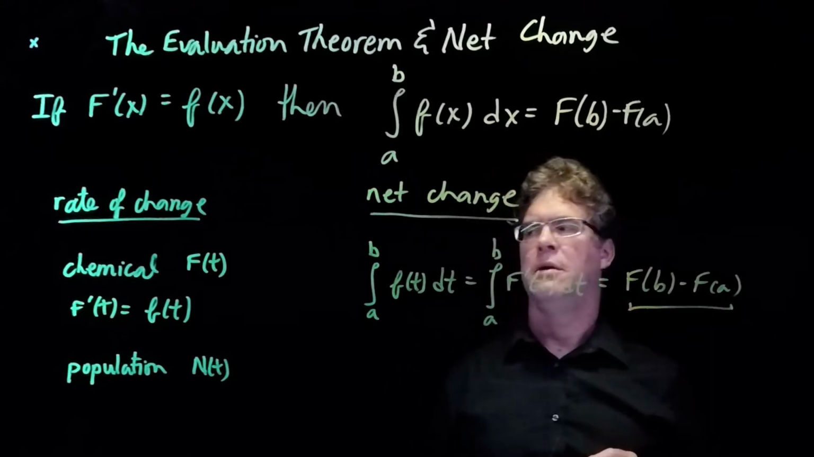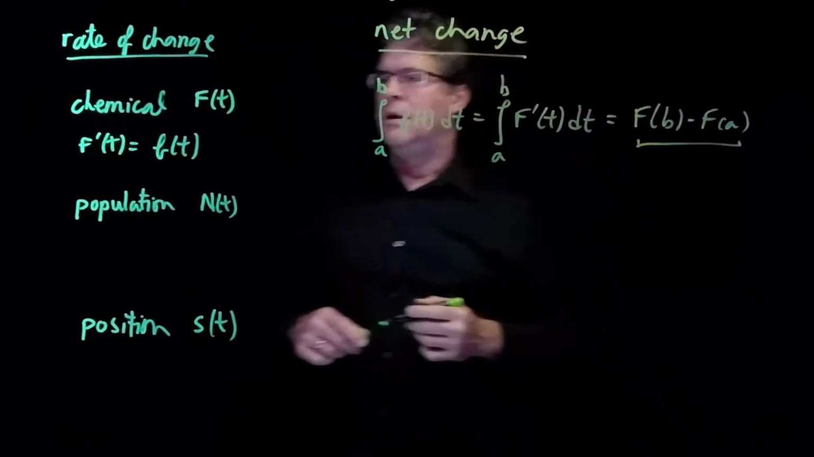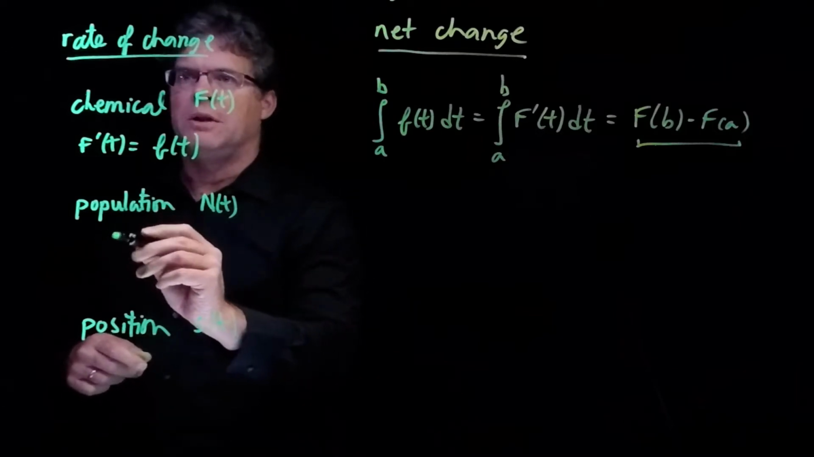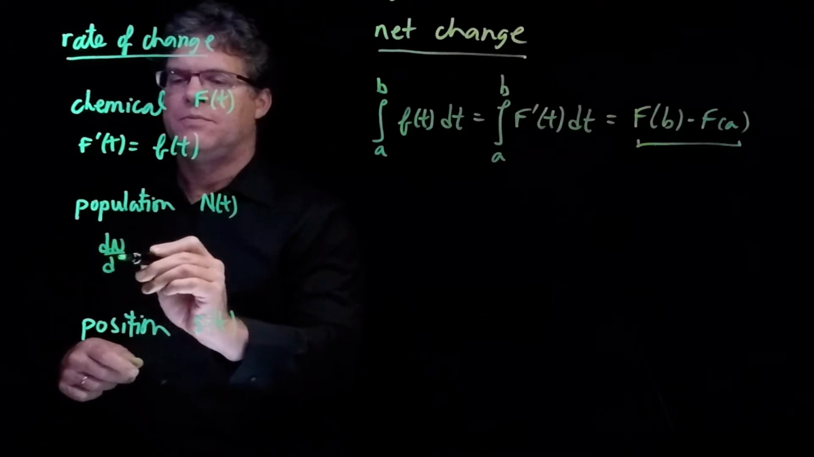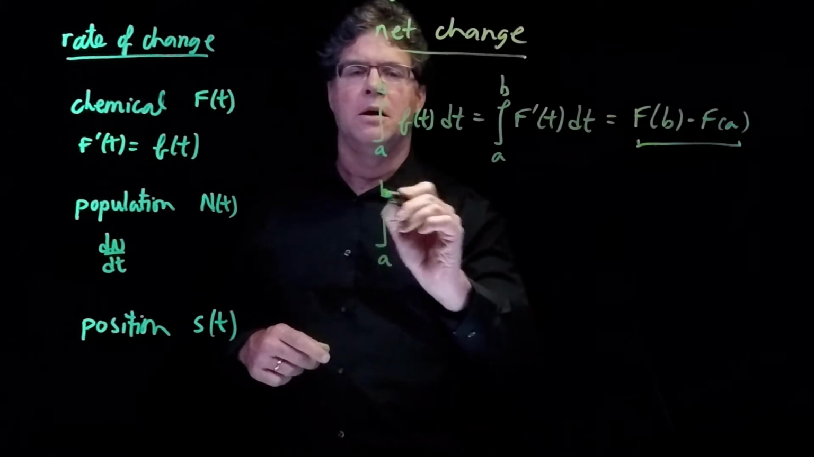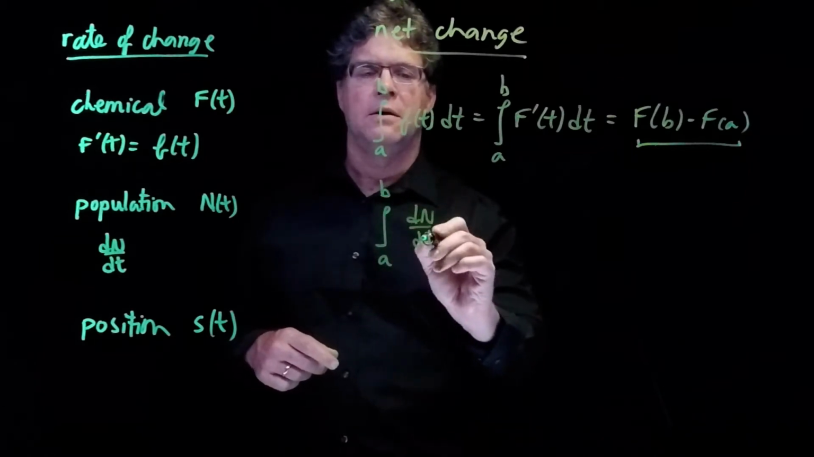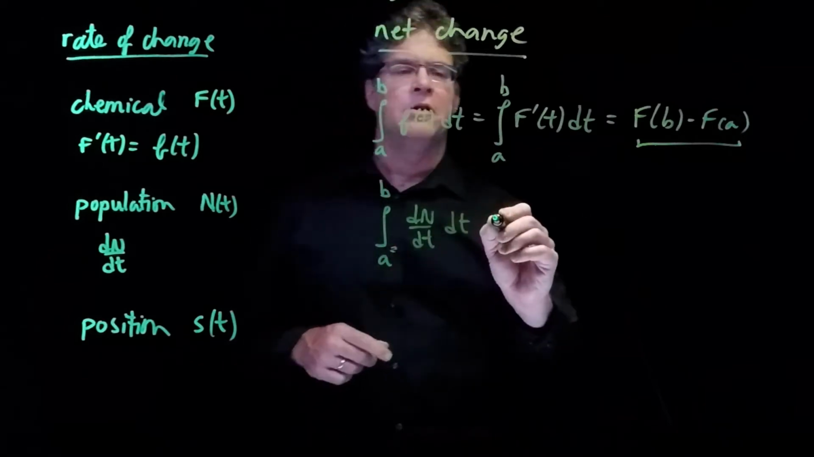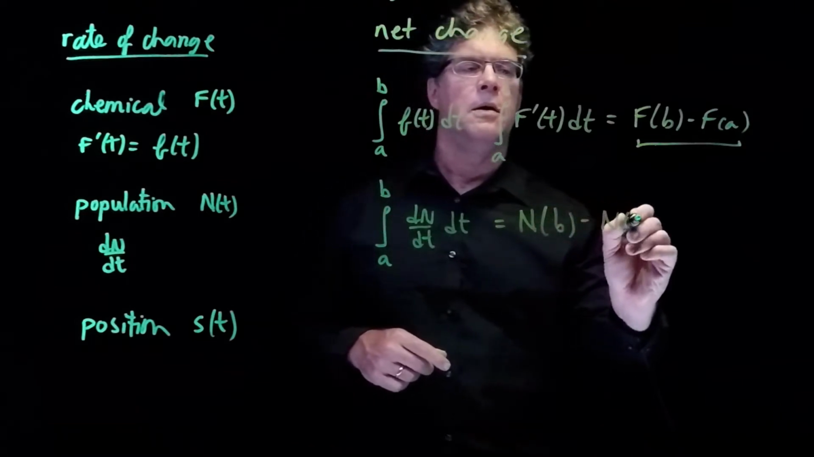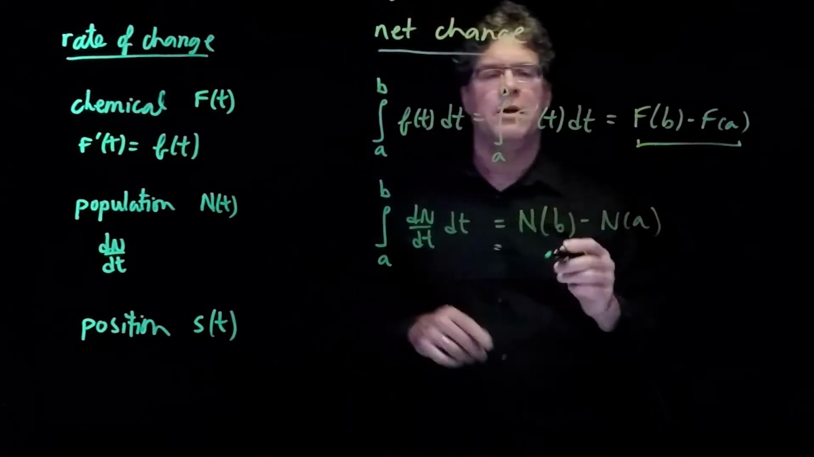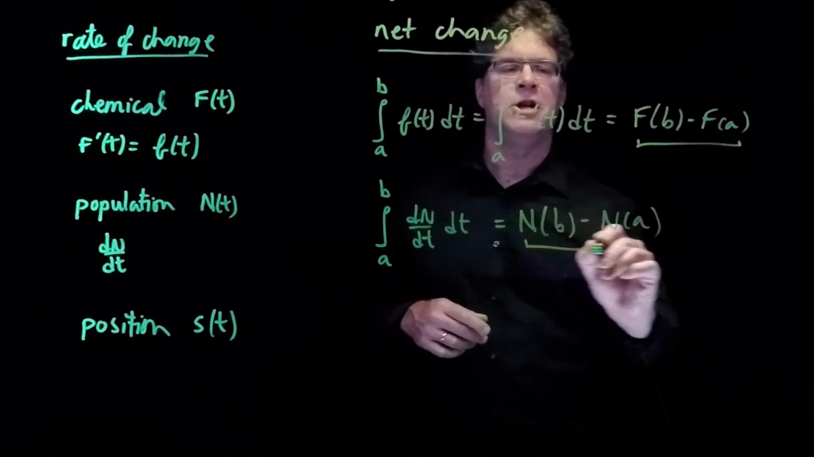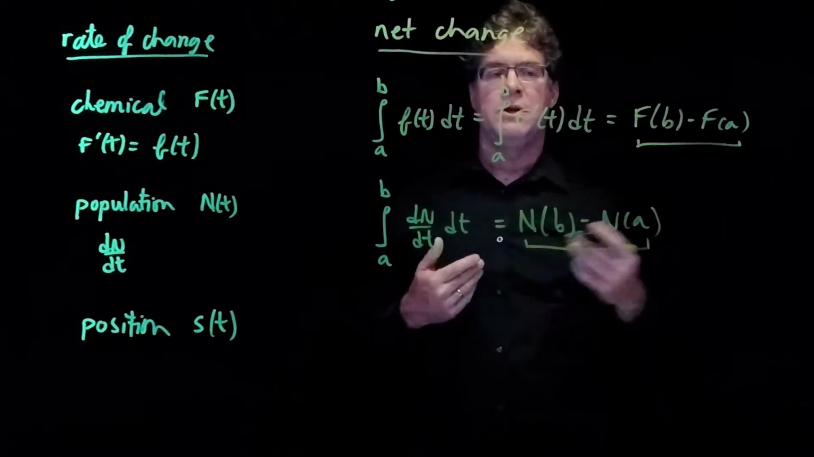that we start with. If we have a population, say N of t, we're interested in the rate of change of the population, dN/dt. And so if we think about the integral from a to b of dN/dt, this is going to be equal to N at b minus N at a. And so it's the population at time b minus the population at time a. And so this is the net change in the population between time a and time b.